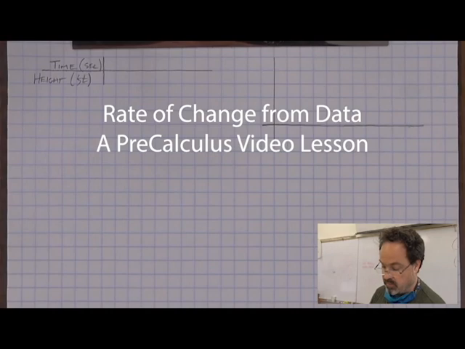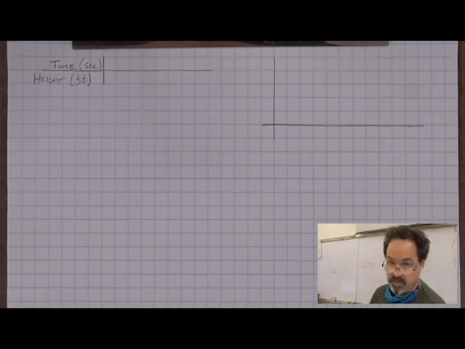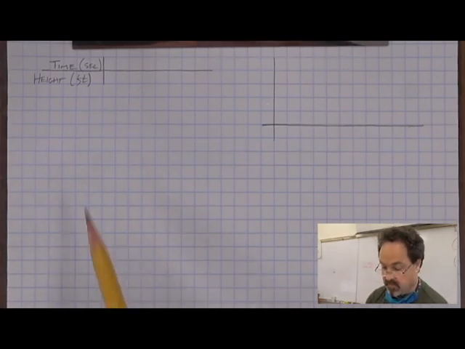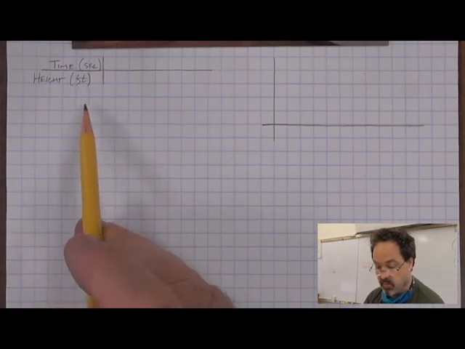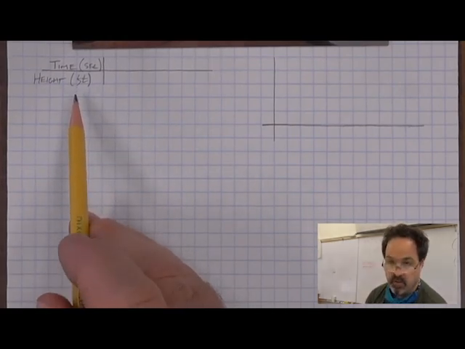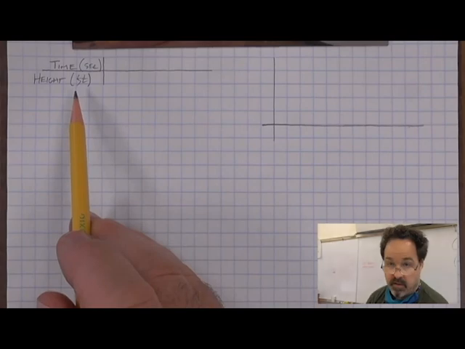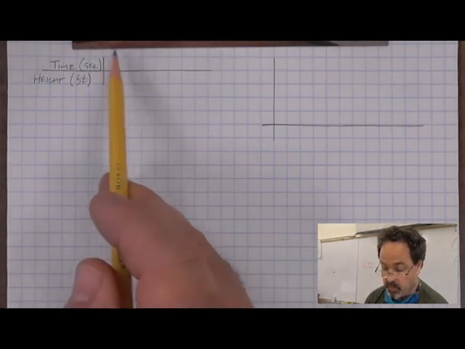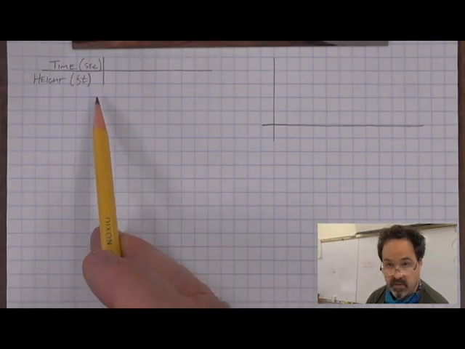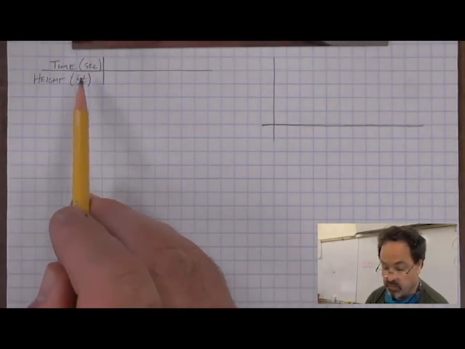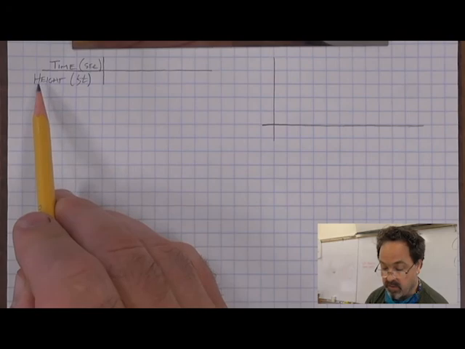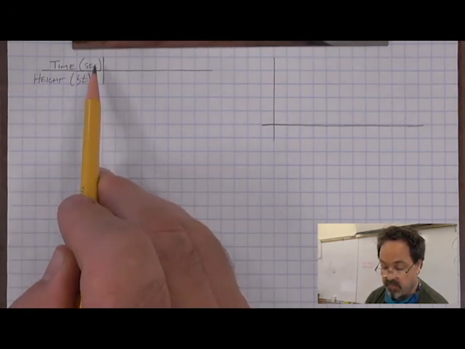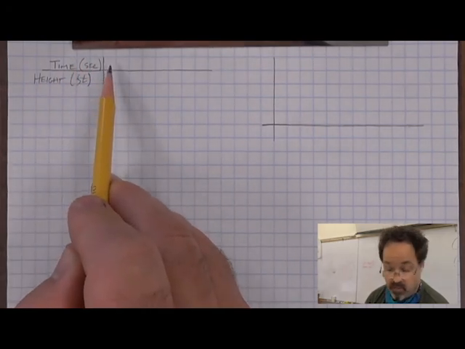We're going to talk about rate of change from data. I have a table that I'm starting here. We're going to imagine the context of a rocket taking off, and we're going to complete this table with some data which will show the height of a rocket after seconds after it has taken off.